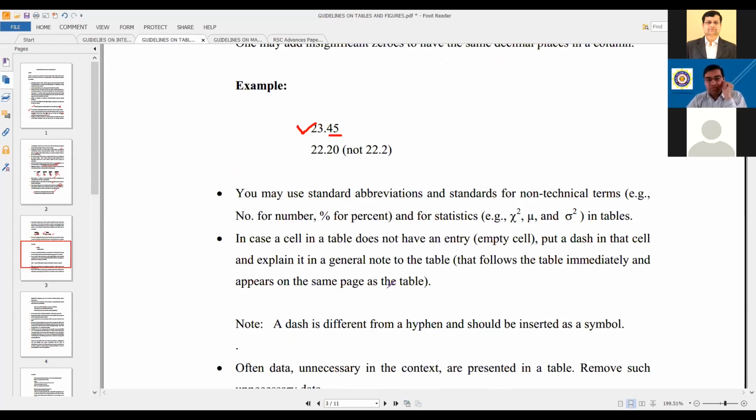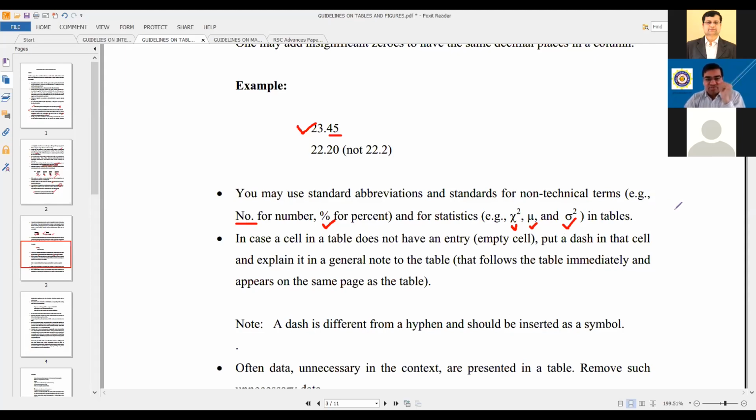Yes, you may also use standard abbreviations and standards for non-technical terms. For example, NO dot for number. These are standard abbreviations, right? Percent symbol. And even for statistics, chi-square, mu, sigma square, these are well known to the scientific world, right?